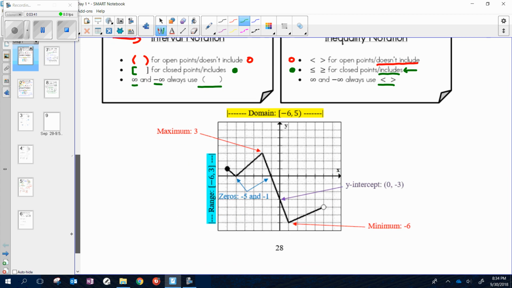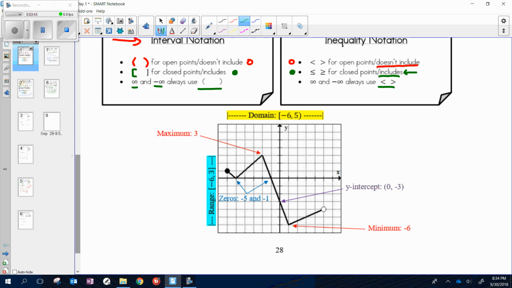And then here's a good picture for you to help you remember domain and range. Domain is the yellow spots from left to right, the left part of the graph to the right part of the graph. And range is from low to high. X-intercepts, y-intercepts, maximums, minimums, and so on.